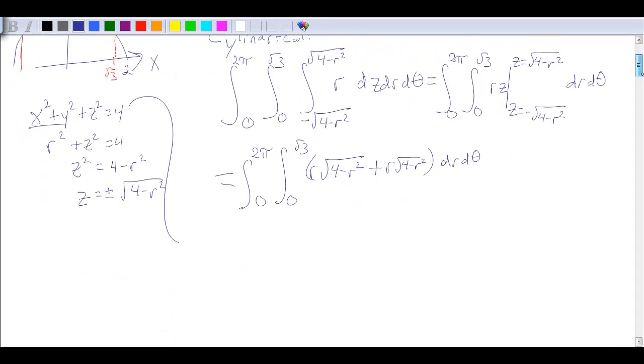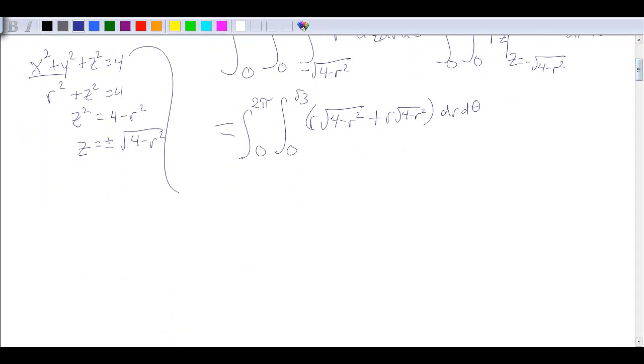Let's go down a bit here. Now what I notice is I have r times square root of 4 minus r squared, and then another r times square root 4 minus r squared. So I can combine those together, so I only really have one integral to do instead of two. I get 2r square root 4 minus r squared, dr d theta. And I need to integrate this 2r square root 4 minus r squared with respect to r. I'm going to do that by u substitution.